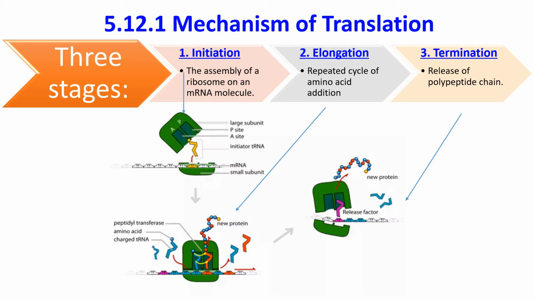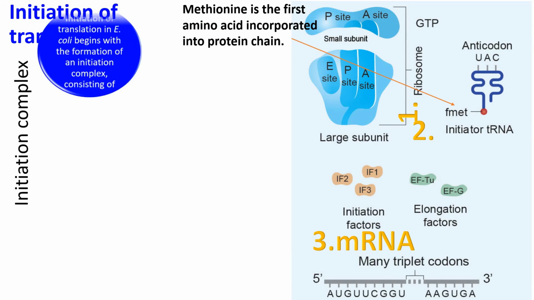In initiation, there is assembly of ribosomes. This is a ribosome and here you have the mRNA, so there is assembly of the ribosomal molecules. Then elongation: here the amino acids are added one by one, so you will get a new protein. That is done by the charged tRNAs. At last, termination: when it reaches the stop codon, the polypeptide chain is released outside. This is the brief introduction to the mechanism of translation. Now we see one by one.